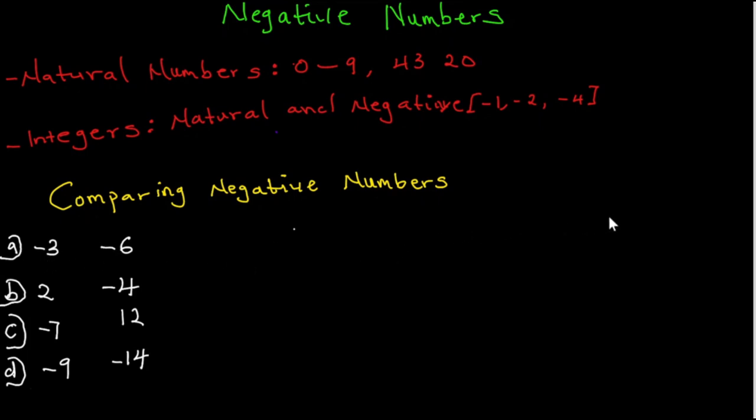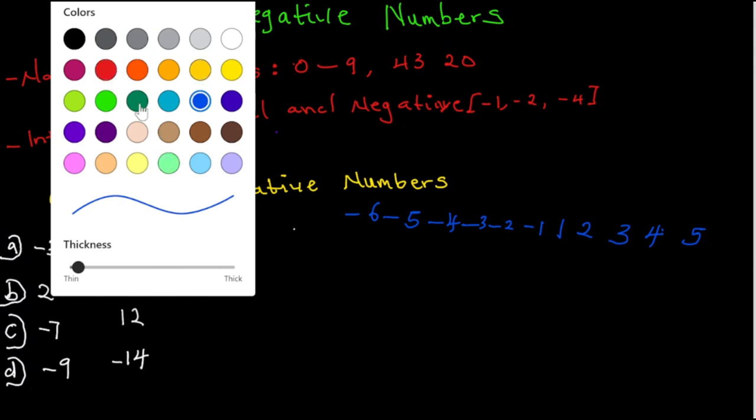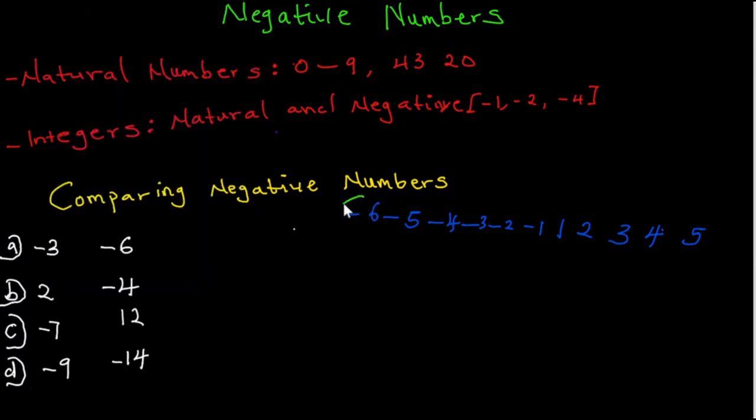Let's make a number line. In a number line, let's start with 5. This is our number line. We have 5, then 4, 3, 2, 1, then -1, -2, -3, -4, -5, -6. Let's look at this number line now.